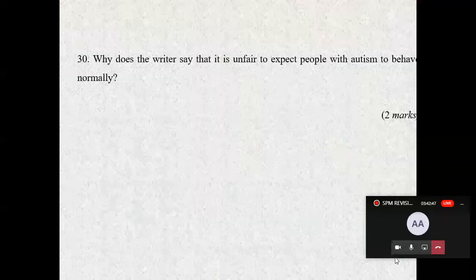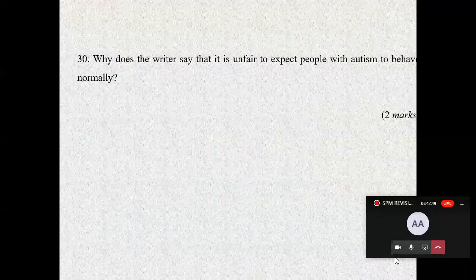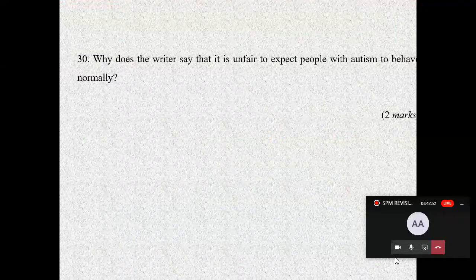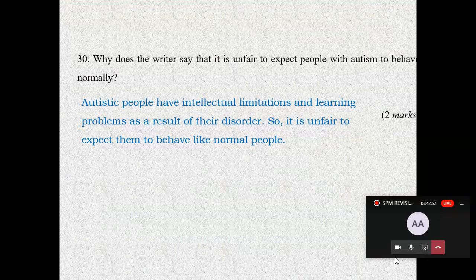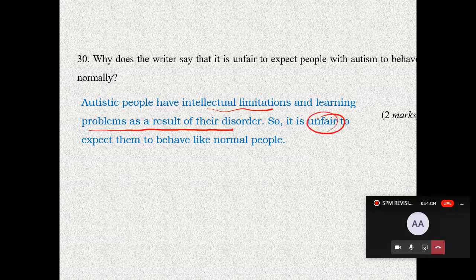So before that, this is the question of number 30. Why does the writer say that it is unfair to expect people with autism to behave normally? So autistic people have intellectual limitation and learning problems as a result of the disorder. So it is unfair to expect them to behave like normal people. So why does the writer say so? Have intellectual limitation, all right? So it is unfair for them to behave like normal people. Okay, so this is reading comprehension.